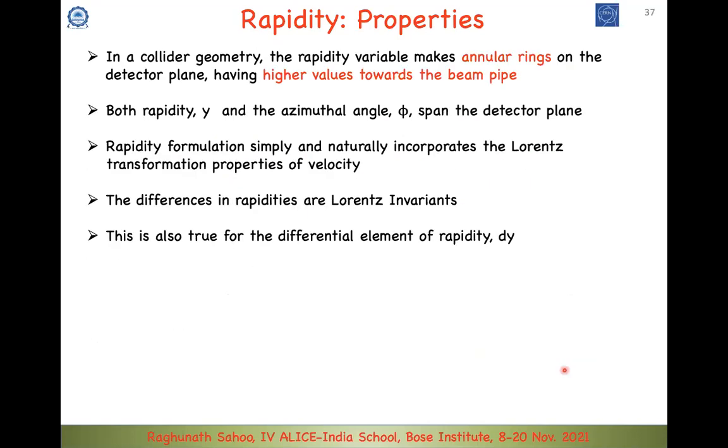Now in the collision geometry, you have seen the rapidity variable makes annular rings on the detector geometry or the plane, and higher values are towards the beam pipe, making it plus infinity or minus infinity. Once you go towards perpendicular to the beam, that value slowly changes. Both rapidity y and the azimuthal angle phi will span the whole detector plane, which is our phase space. Rapidity formulation simply and naturally incorporates the Lorentz transformation properties of the velocity, which I am going to show you. And the differences in rapidities are also Lorentz invariant.